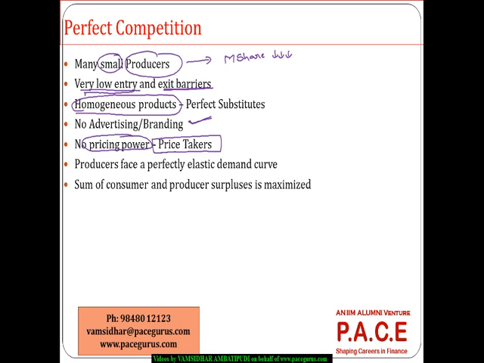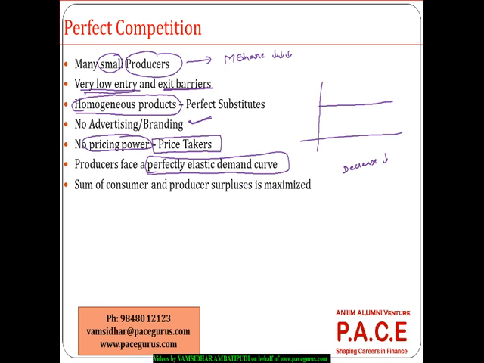And from the producer's perspective, they have a perfectly elastic demand curve. What does this mean? The demand curve is pretty much horizontal. This is also saying that if they try to decrease the price a little bit, they are going to get a very heavy demand. But at the same time, if they are going to increase the price a little bit, they are going to lose out on the overall customers very heavily. That is where we are saying they have a perfectly elastic demand curve.